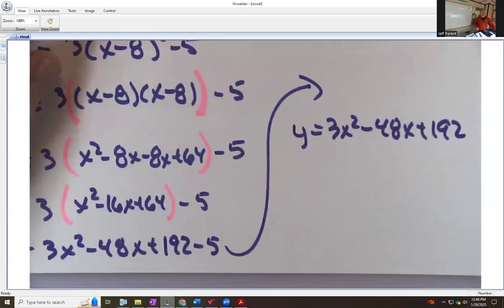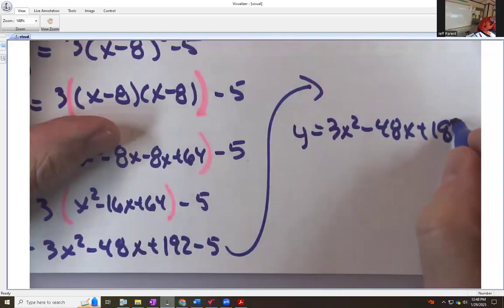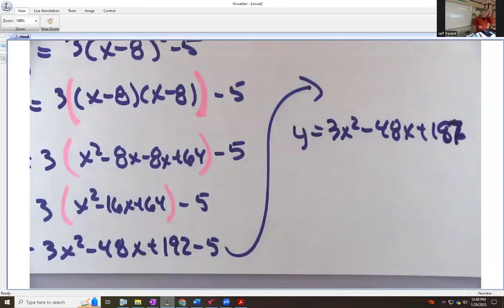So y equals 3x squared minus 48x plus 187, sorry. 187. Yeah, 187. Thank you. All right. Looks good.